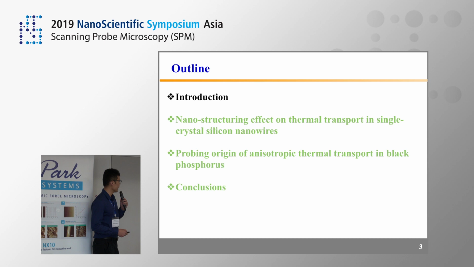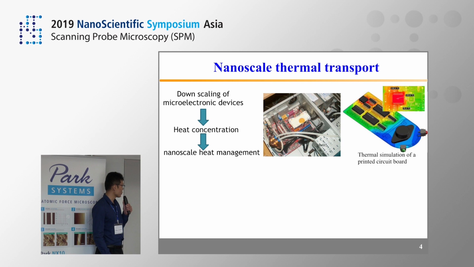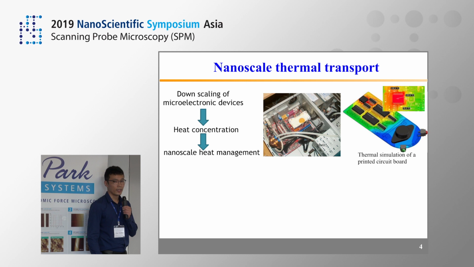With the scaling down of modern microelectronic devices, too much heat has been generated and become concentrated, which will impair the device's performance. Thus, thermal management at the nanoscale is very important. As shown in this circuit, the local temperature of the printed circuit board can go up to 100 degrees C.